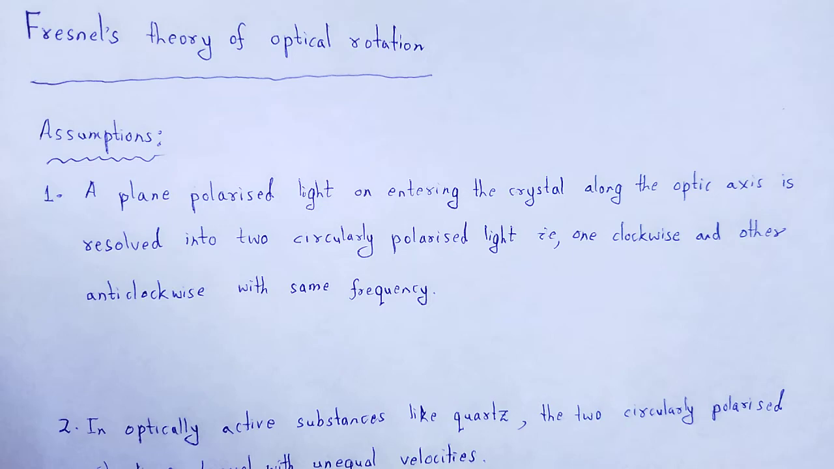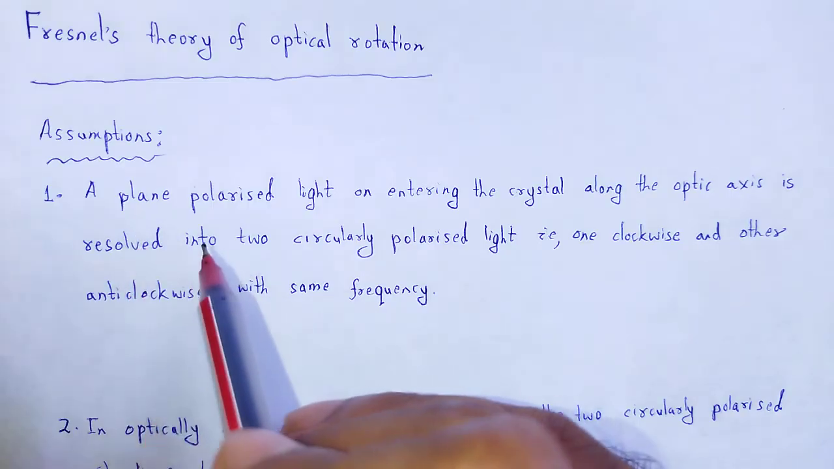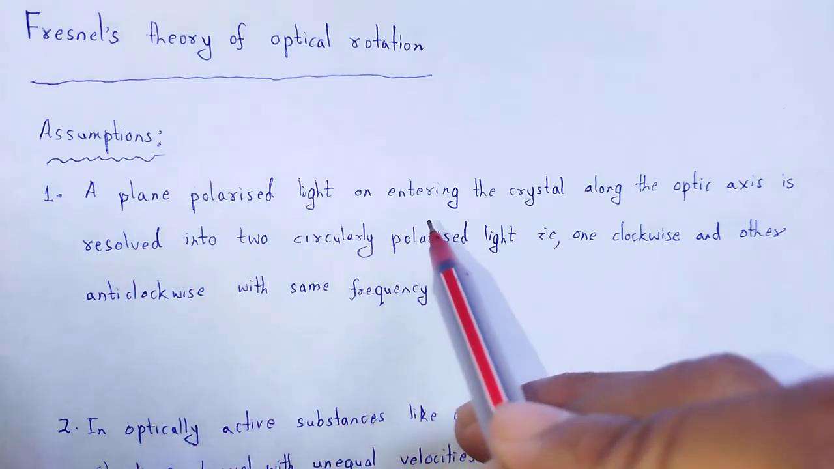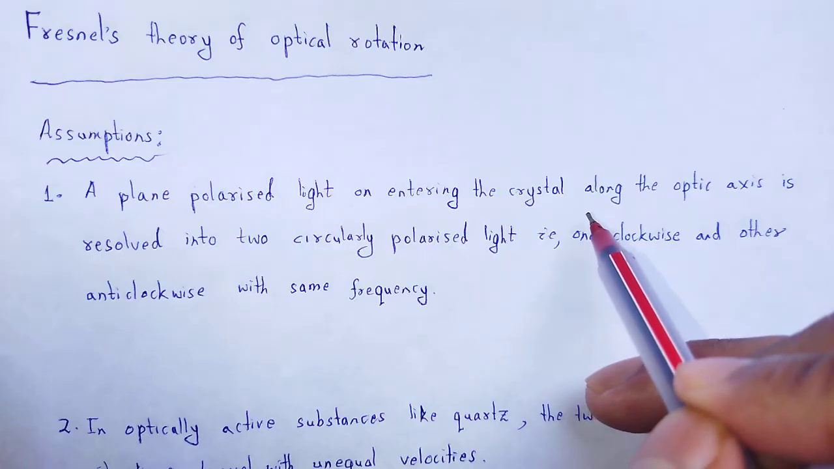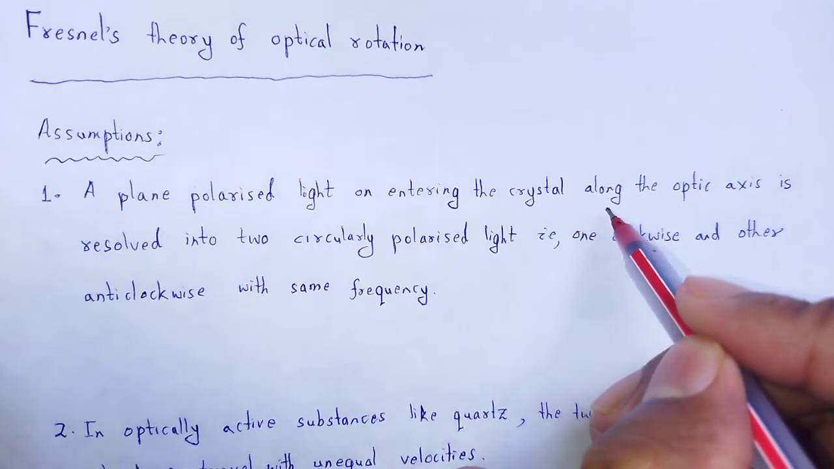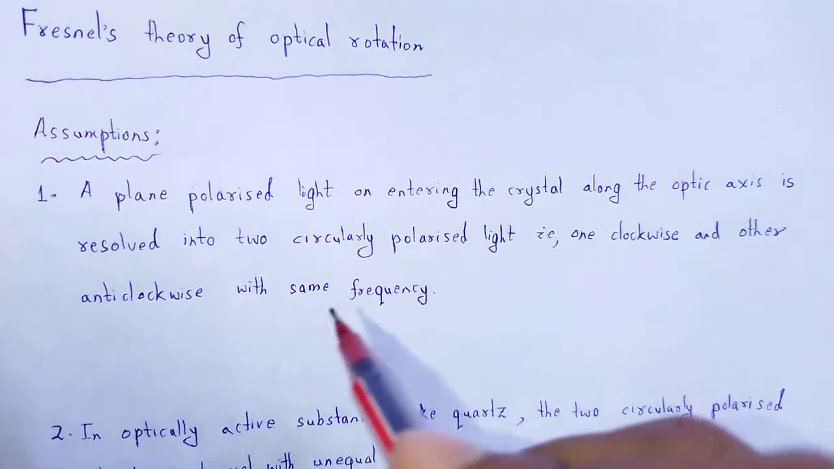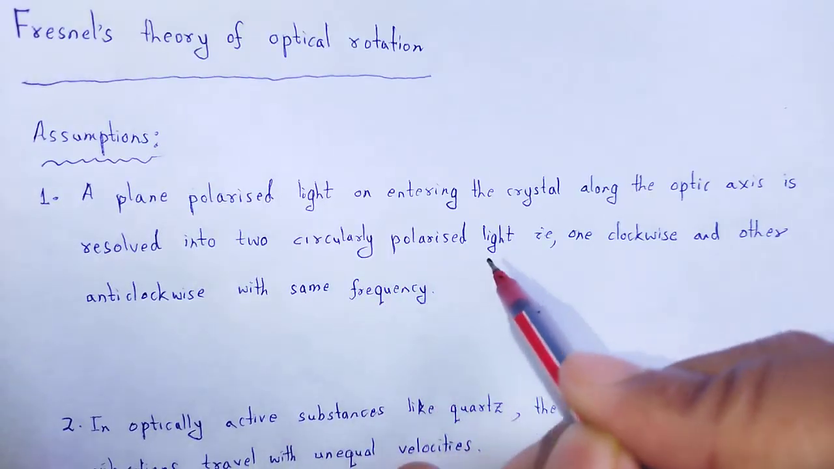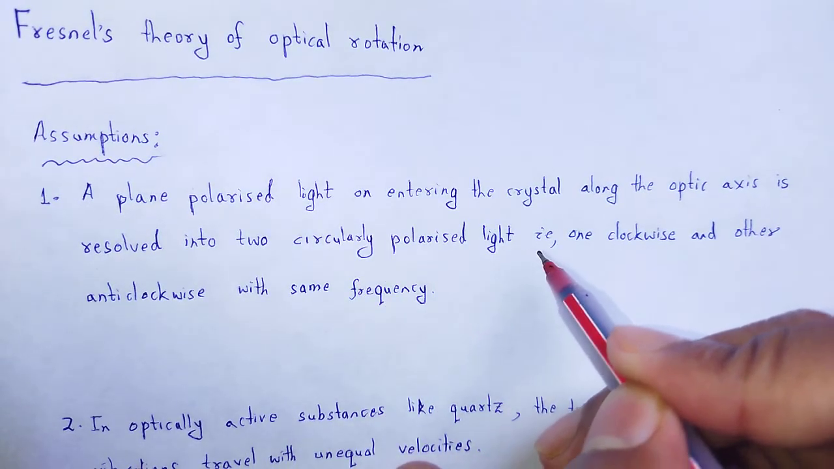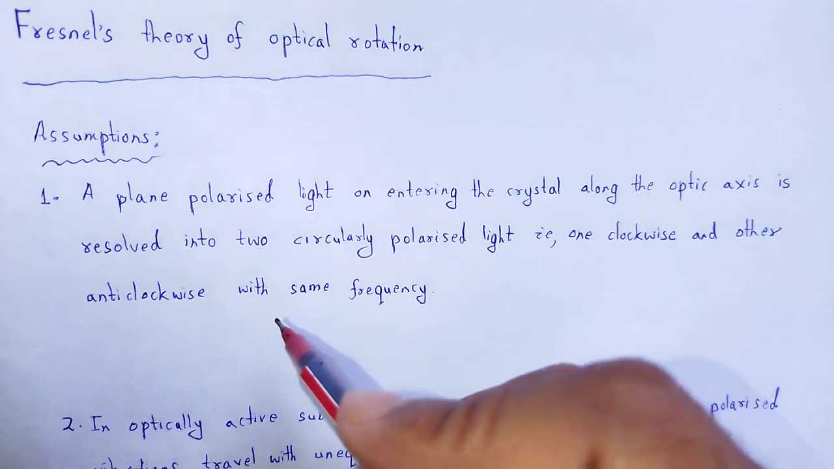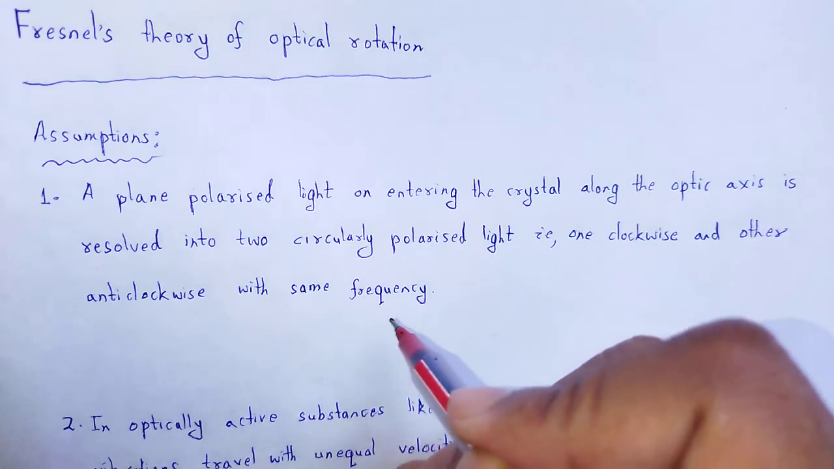Let us come to the assumptions proposed by FRESNEL. According to FRESNEL, a plane polarized light on entering the crystal along the optic axis is resolved into two circularly polarized lights, one clockwise and another anti-clockwise, with the same frequency.